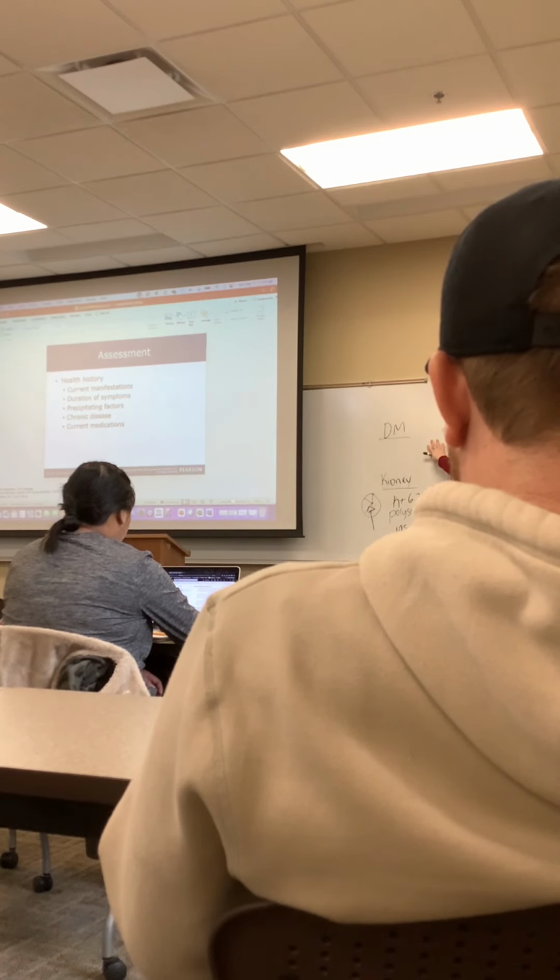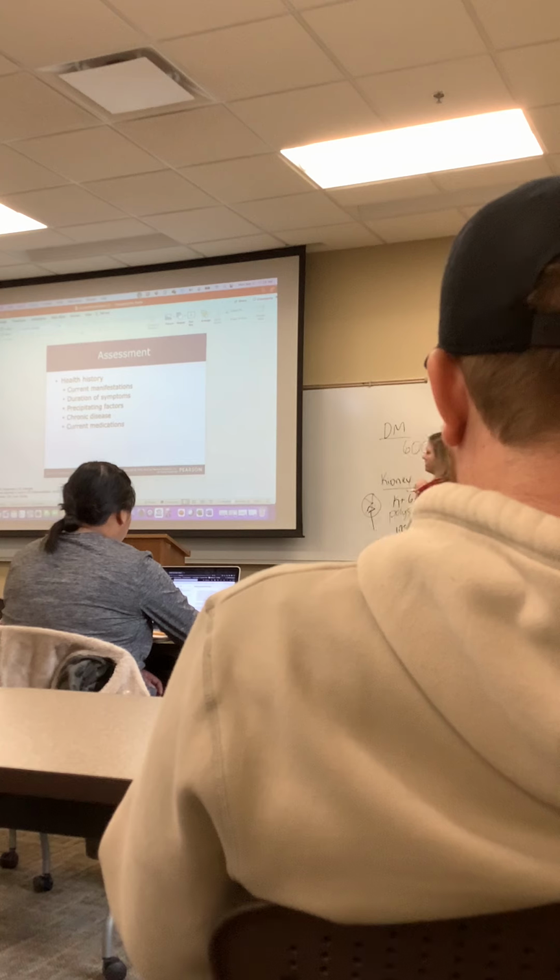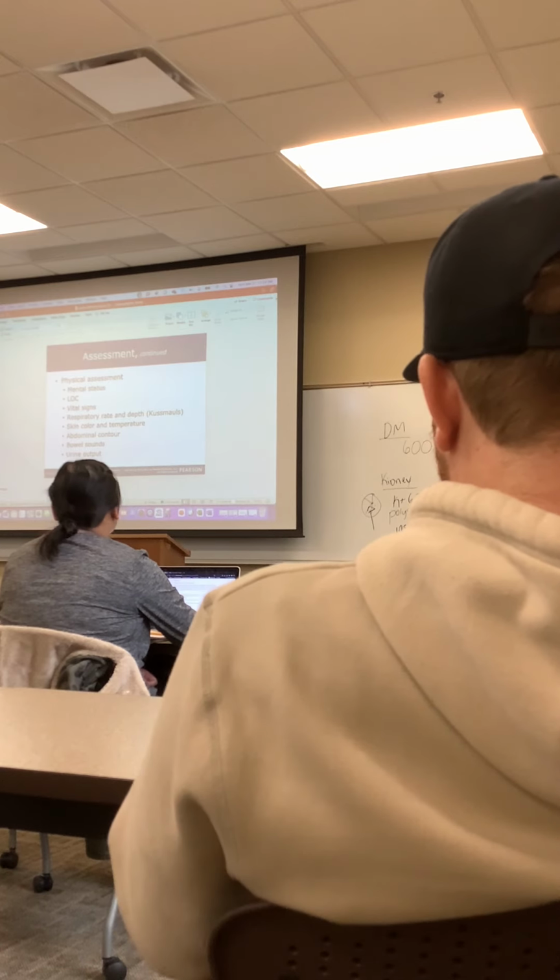What about DKA? If I gave a whole bunch of insulin to someone that has a blood sugar of 600, what's it going to do to their blood sugar, or their potassium levels? It's going to make it drop, okay? So we have to be very careful with giving insulin to patients that have potassiums that are not high. Okay, I think we've talked about a lot of these already.